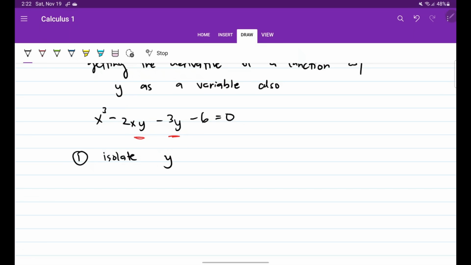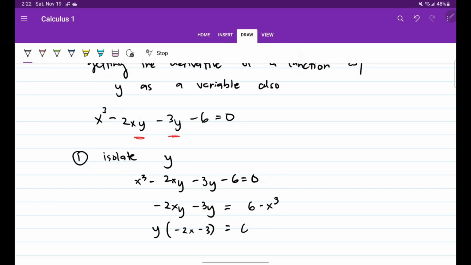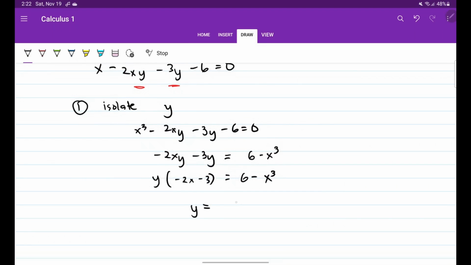Pwede natin isolate na lang yung y, no? So, sabihin natin, magiging x cubed minus 2xy minus 3y minus 6 equal to 0. So, lipat natin sa right side yung x cubed and minus 6. So, magiging negative 2xy minus 3y is equal to 6 minus x cubed. And then, factor out natin yung y. So, y times negative 2x minus 3 is equal to 6 minus x cubed. Okay? And then, y is equal to 6 minus x cubed all over negative 2x minus 3. Okay? Or pwede natin sabihin para mas maganda, this is x cubed minus 6 over 2x plus 3.